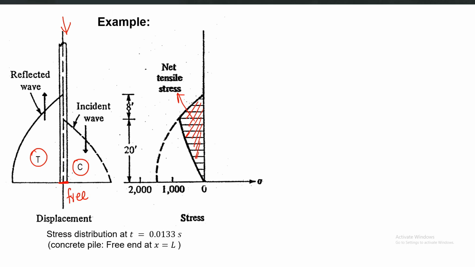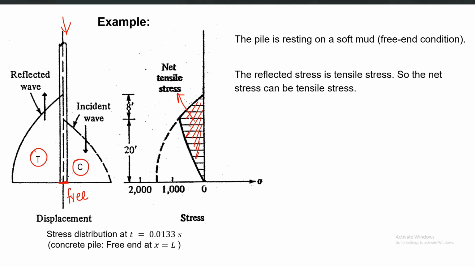So this example illustrates how the boundary condition on the other end affects the reflection of the wave. In this case, the pile is assumed to rest on soft mud, maybe a free end condition. So the reflected stress is tensile, so the net stress will also be some tensile stress. And this is how fracture due to tensile stress might occur in piles, as I have explained earlier.